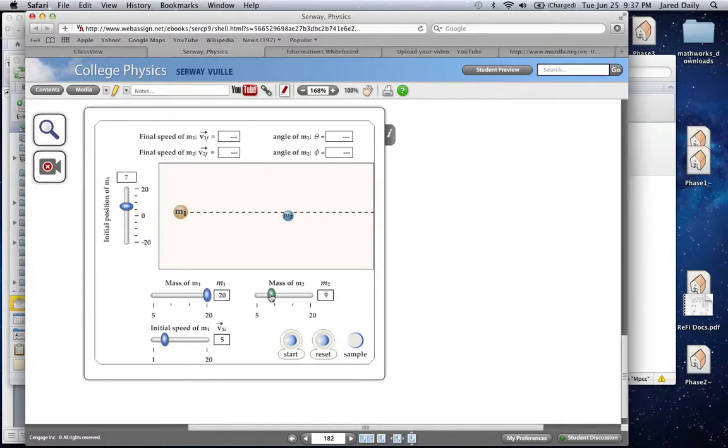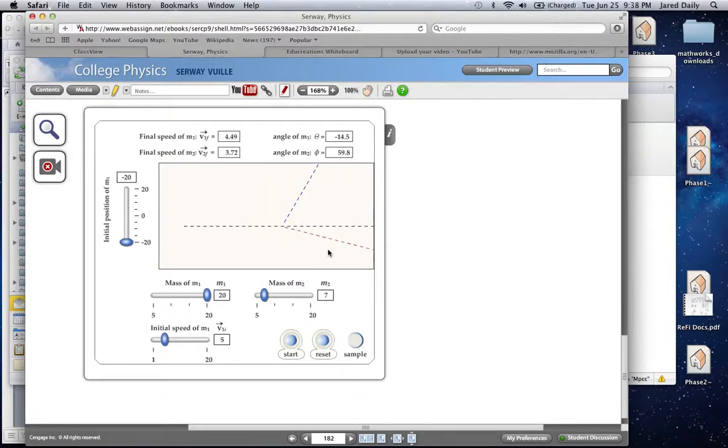Change speeds, we get different things going on, and we can get lots of different solutions here. We can also change the angle or the position of M1 so that it's much different. Start this thing off. We can go up here and get a different glancing collision, right? Notice that it's not always 90 degrees between the two lines anymore.